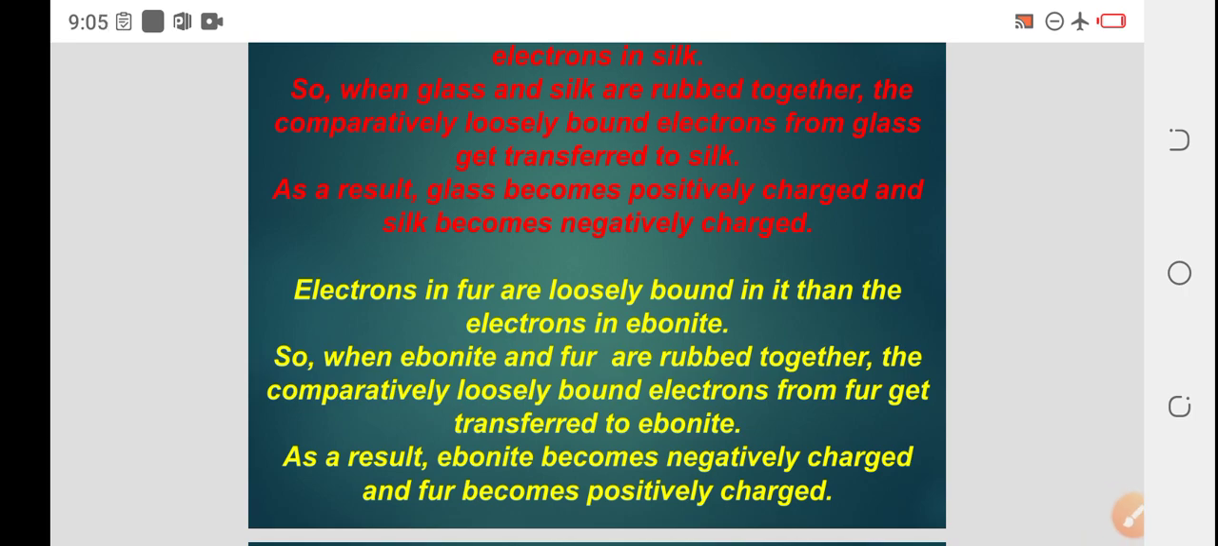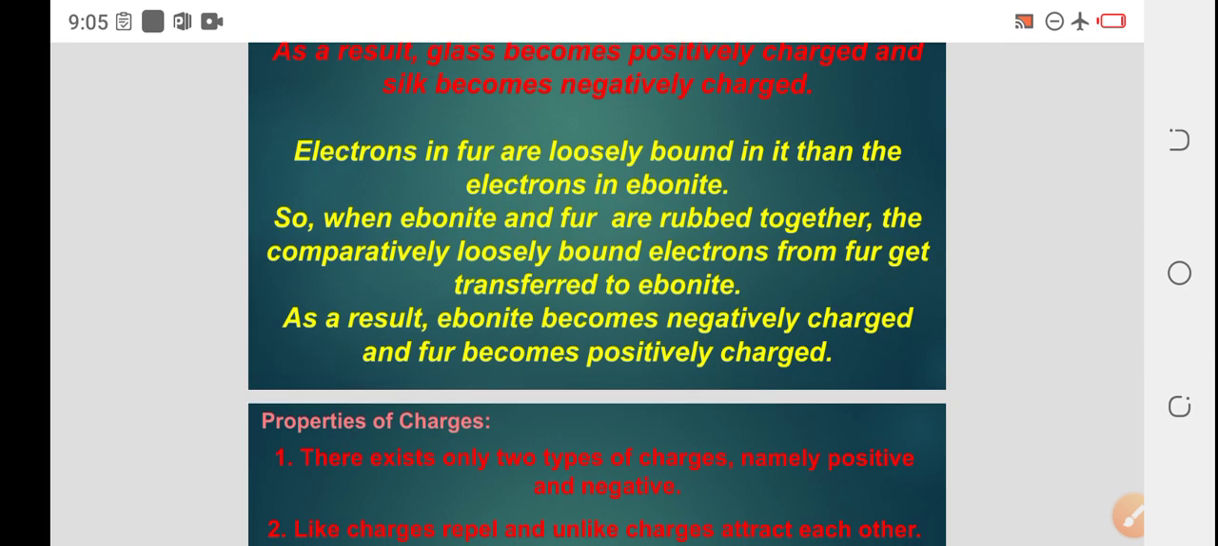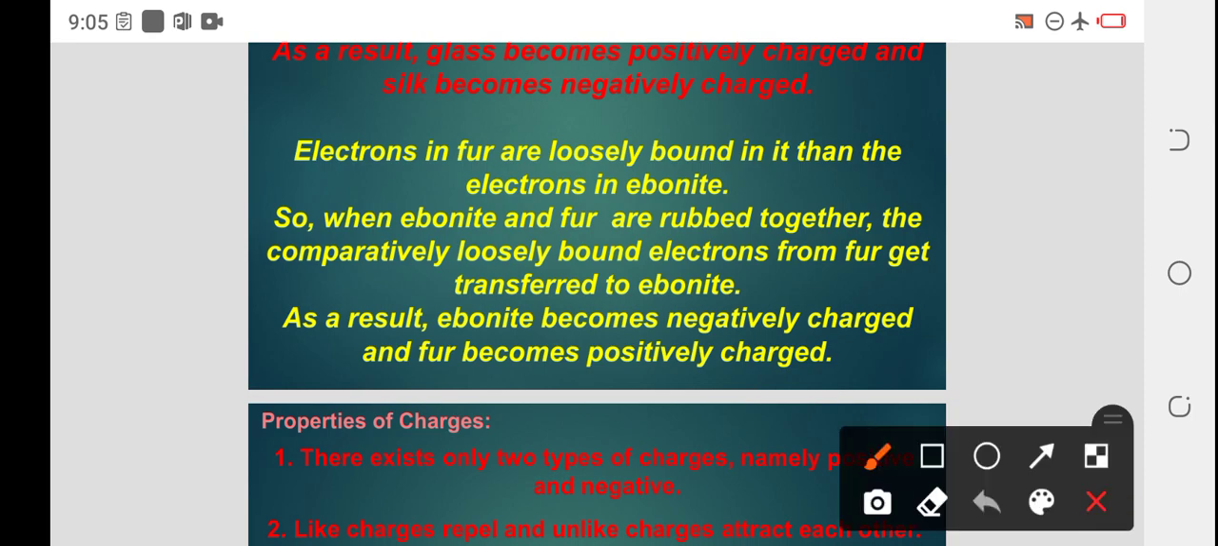In figure 2, electrons in fur are loosely bound and electrons in ebonite are strongly bound, that means tightly bound. So that's why the electrons are loosely bound in the fur and tightly bound in the ebonite.